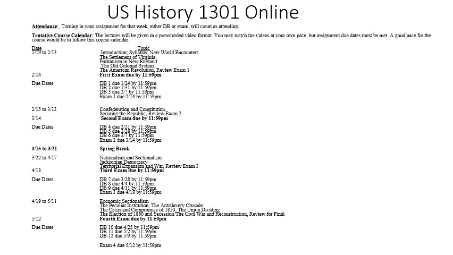Okay, at the very top there, it says attendance. Turning in your assignment for that week, either a discussion board or an exam, will count as attending. So for the first week of attendance this week, you'll have to turn in the discussion board by this coming Sunday, January the 24th, by 11:59 p.m. Week 2, your attendance will be discussion board number 2. Week 3, discussion board number 3. Now, week 4 is going to be a little bit different. You're going to have to turn in exam 1 by the end of that week. So that's how we're going to do attendance. When you turn in whatever's due that week, you get counted as present for class that week.